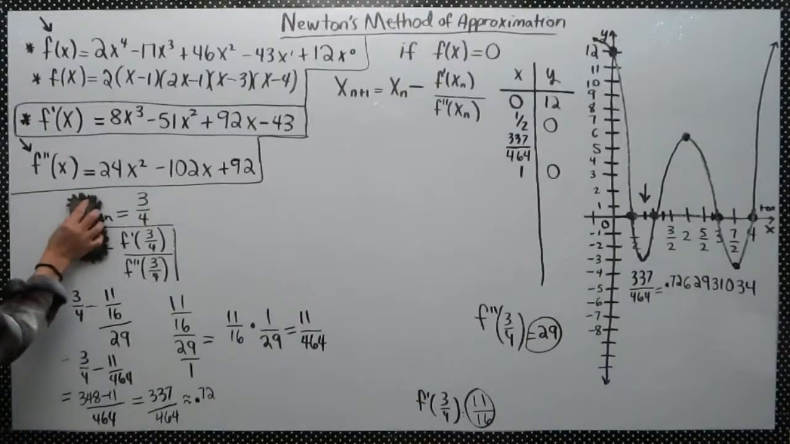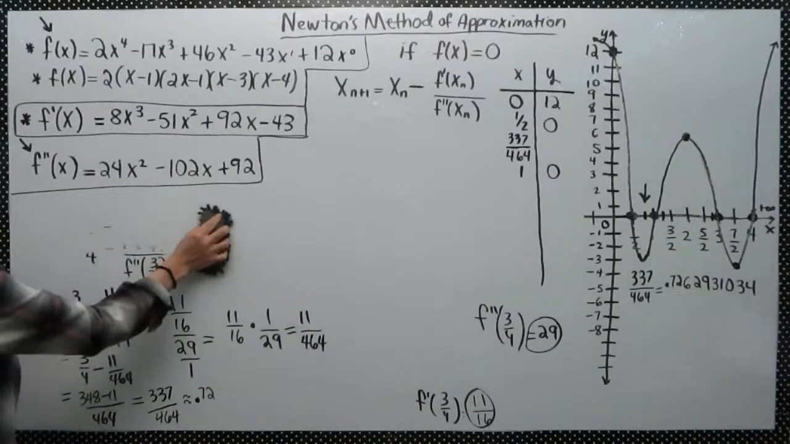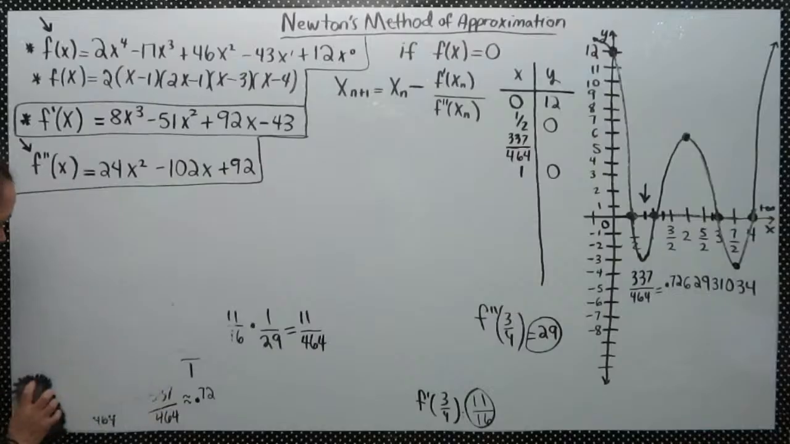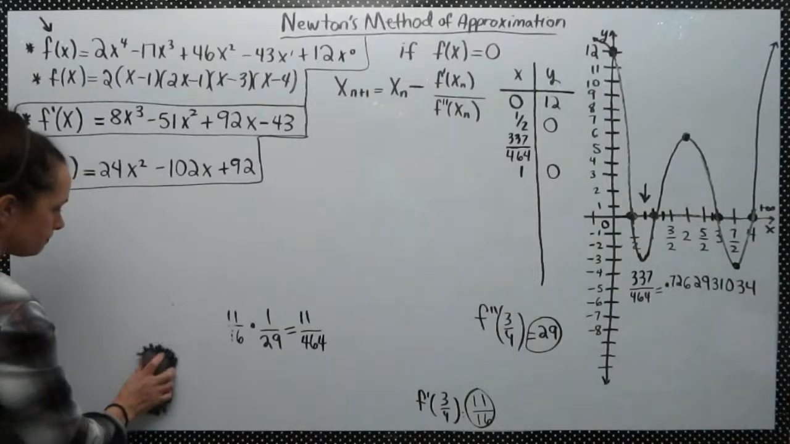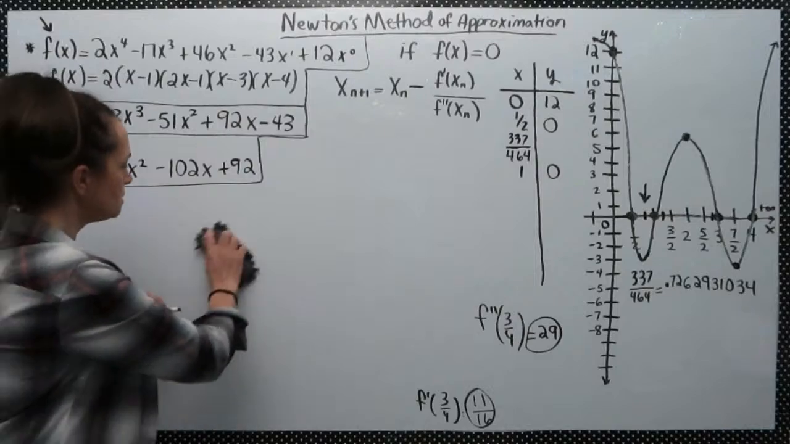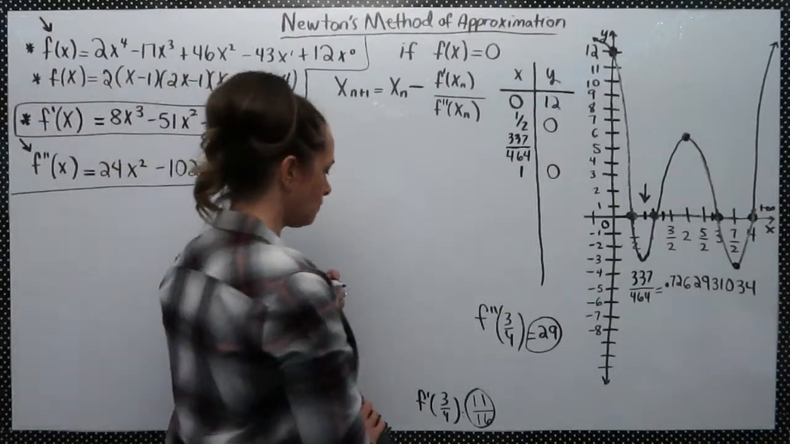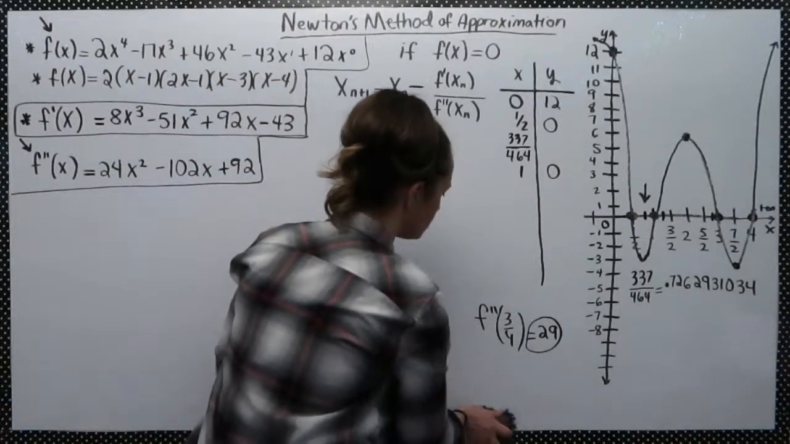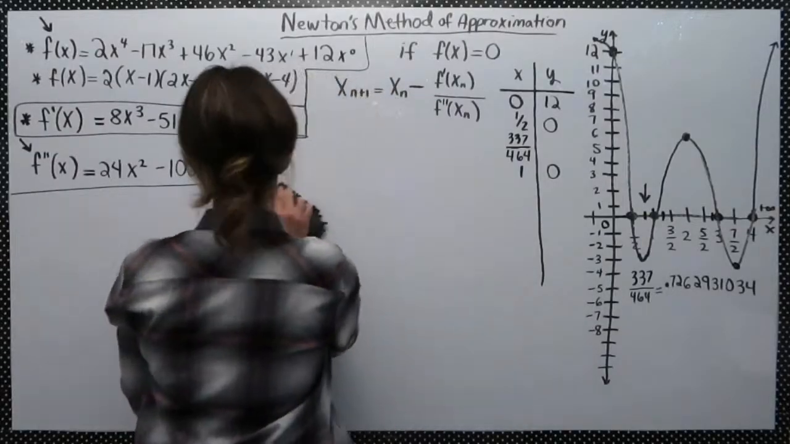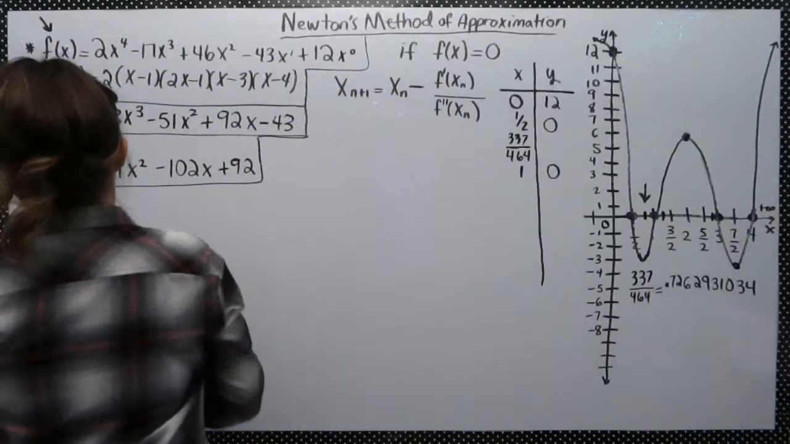So that is basically the Newton method. And depending on how close of an approximation that you want, you would just repeat that process over and over until you get a closer and closer approximation. Okay. So let's go ahead and do that.